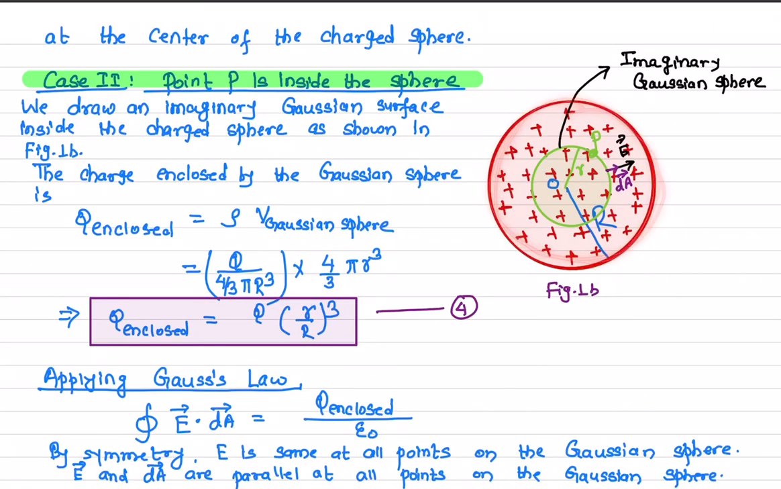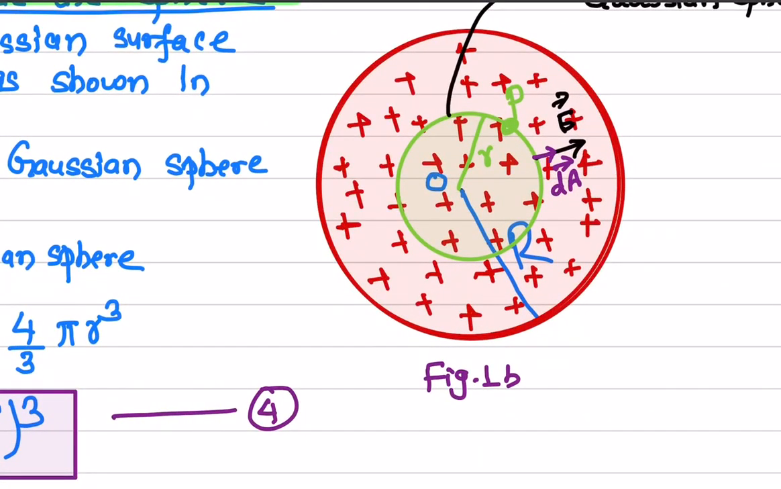That's the case we're going to discuss now. So this is the charged sphere, and we are now interested in finding the electric field at point P, which is inside the charged sphere. Again, we are going to create an imaginary Gaussian surface. Here we have created an imaginary, spherically symmetric Gaussian surface through this point P.